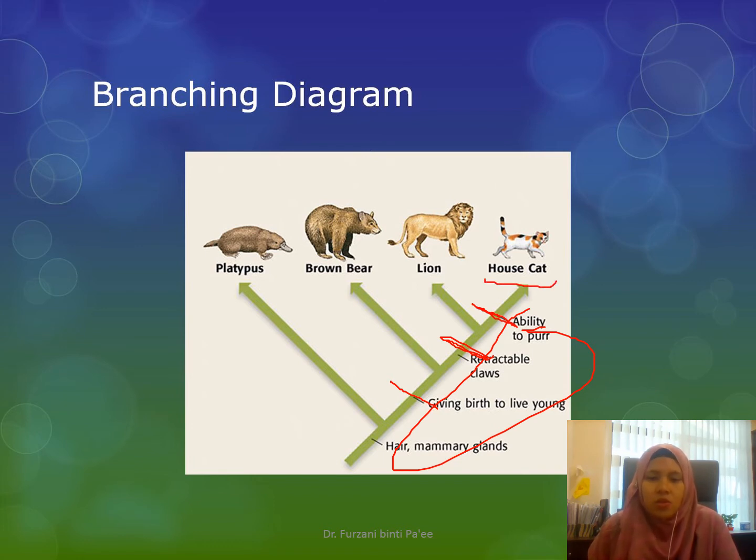Okay, so comel. Alright, so can you imagine if lions had the ability to purr, then we wouldn't be so scared, right? Alright, so this is how we learn and this is how we read the branching diagram, and this is one of the ways to classify.